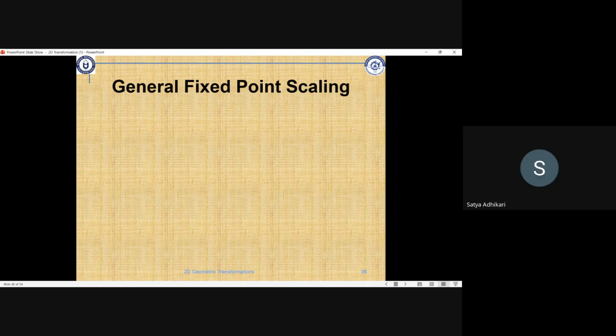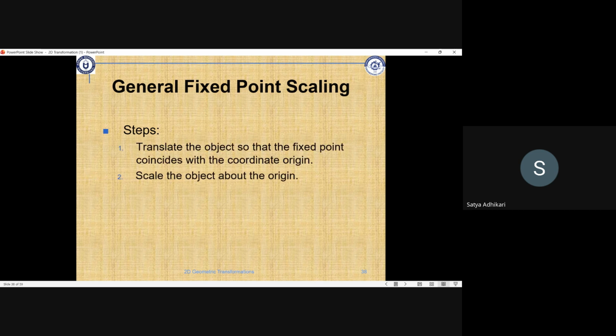Similarly, general fixed point scaling. Same steps, that is, we can scale with respect to another point, not the origin. In the previous one, we saw the scaling operation take place with respect to the origin. But now it is any other fixed point. Same process: translate the object so that the fixed point coincides with the origin, then scale the object about the origin. Once it is scaled, translate the object so that the pivot point is returned to the original position.